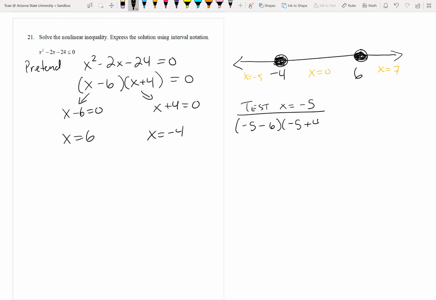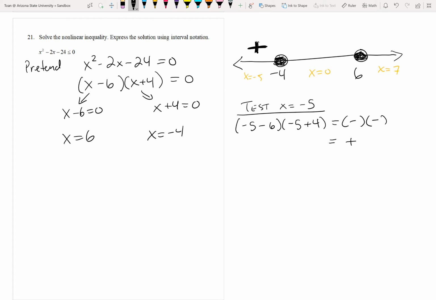Now the idea is I don't really care what the answer is. I just care if it's positive or negative. So for the first bit here, negative 5 minus 6, I know it's going to be negative, specifically negative 11, but I don't really care about the number. It's going to be negative. And then the second bit here, negative 5 plus 4, I know it's going to be a negative as well. And then a negative times a negative is a positive. So I'm going to put a positive in the left region there because that's the number I tested, the left region. I hope you guys get the idea.